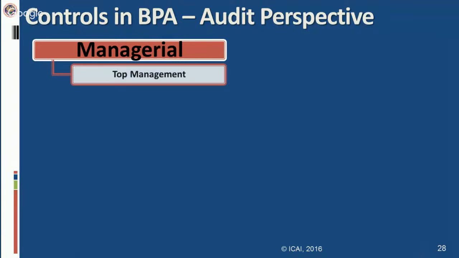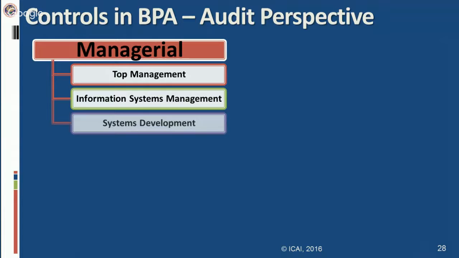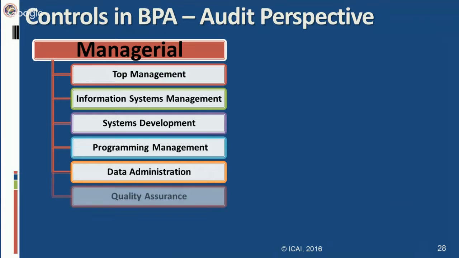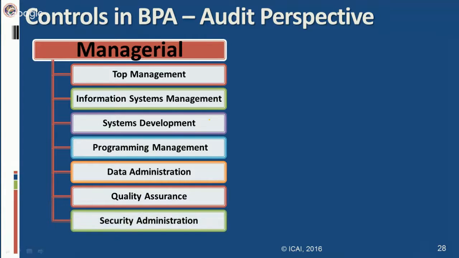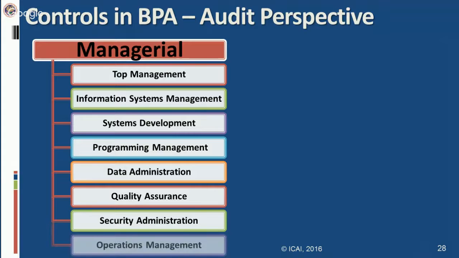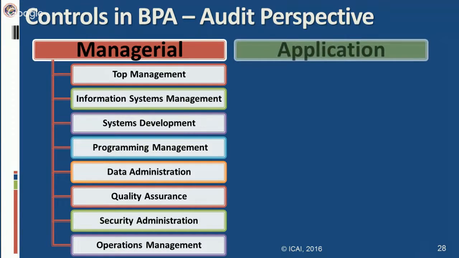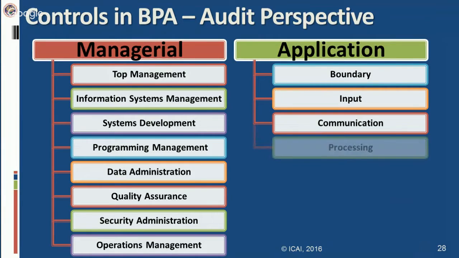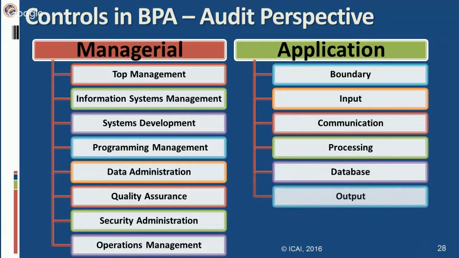So the very first step is the managerial control, wherein the managerial control is divided into top management, information systems management, systems development, programming management, data administration, quality assurance, and security administration. Lastly, operations management. And the second perspective is application, that is, the controls the auditor needs to emphasize on an application which is implemented. That would be the boundary controls, input, communication, processing, database, and lastly the output controls. We shall see these controls in detail.